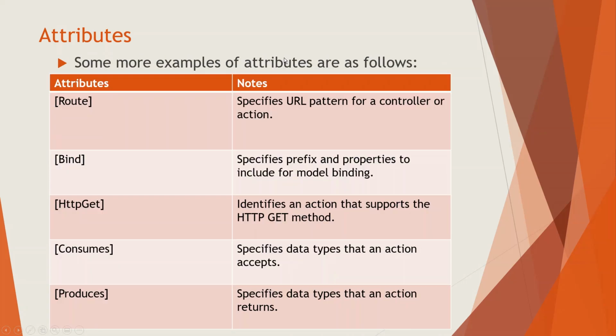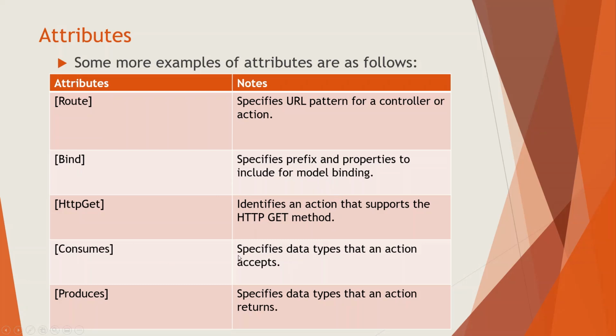And there are some more examples of attributes as shown. Route attribute specifies URL pattern for a controller or action. We have seen it in the first slide. And then bind attribute specifies prefix and properties to include for model binding. And HttpGet identifies an action that supports the HTTP get method. And I suggest that you should Google for model binding. There are plenty of tutorials on Google from Microsoft and other providers, you know, proper documentation. So you can go through this to understand what this model binding means.